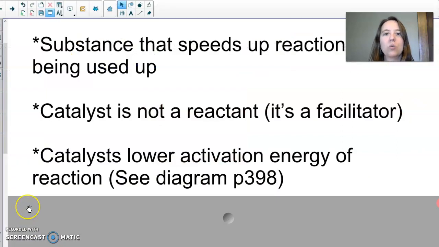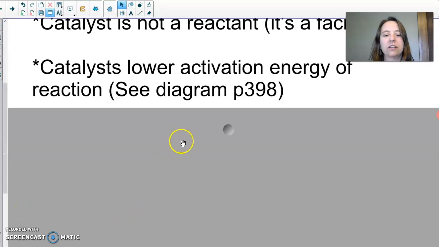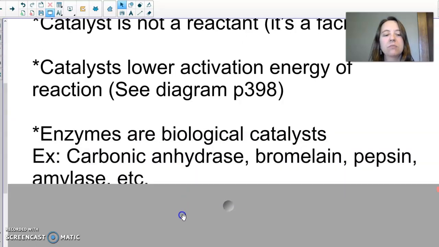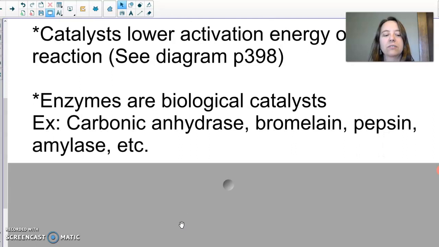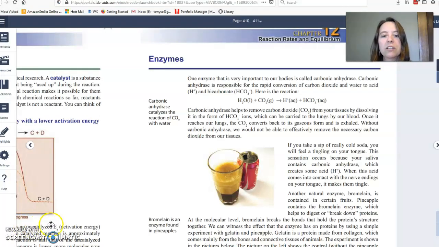So my question is, what are biological catalysts called? If you said enzymes, then you are correct. Some examples of enzymes are carbonic anhydrase, bromelain, pepsin, amylase, and there are thousands more. Looking at our book, page 399, let's look at our enzymes.